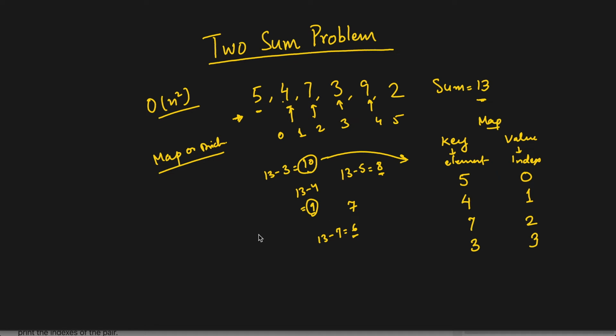Now the next element is 9. 13 minus 9 is equal to 4, and 4 is present in the map. So we have found two elements, one is 9 and one is 4, for which the sum is equal to 13. We know the index for 9 because we are iterating, so this index is 4, and 4 is present in the map, so we'll get the index of 4, which is 1. So our answer would be 4 and 1. These are the indexes.